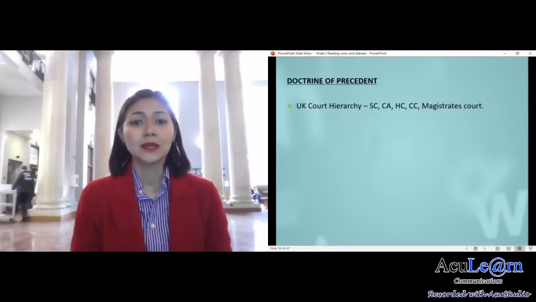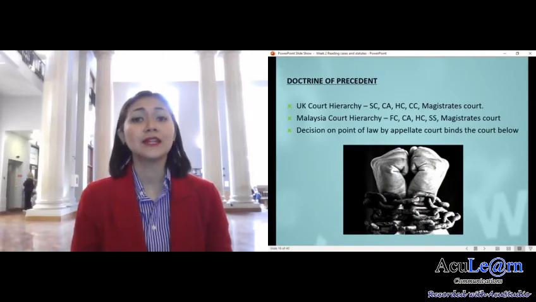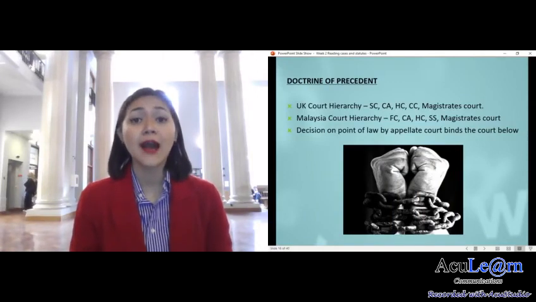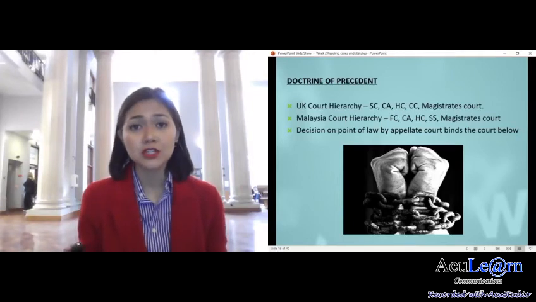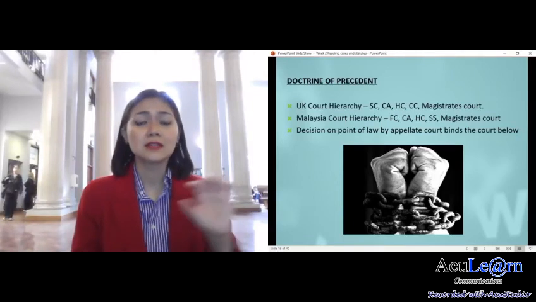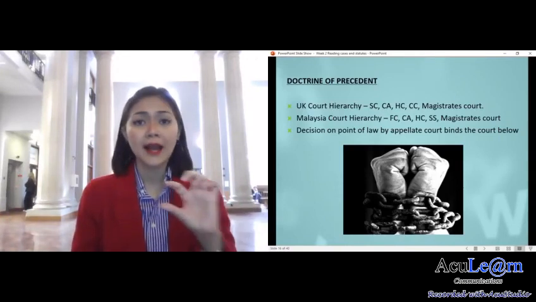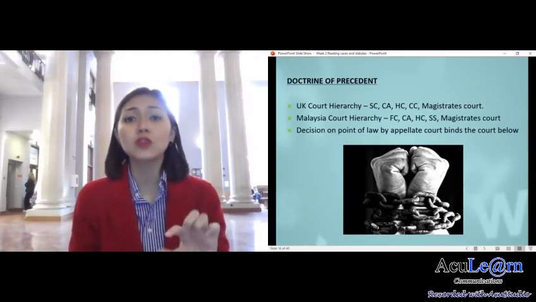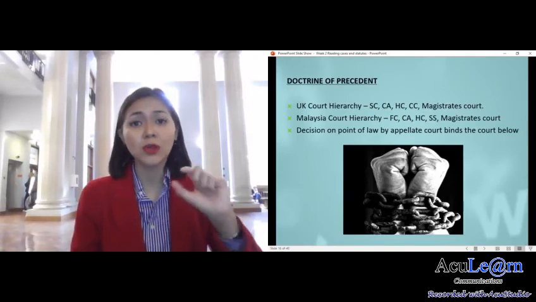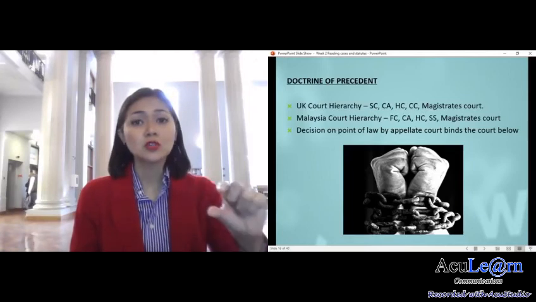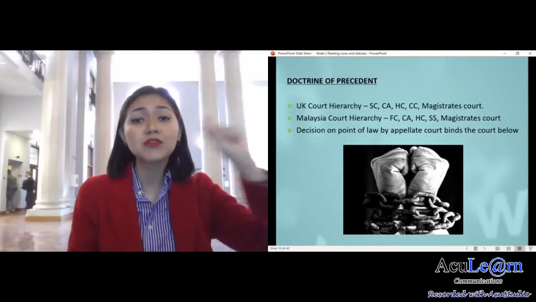So when it comes to doctrine of precedent, you always look at the court hierarchy itself. When you do your research, if you see a case at the High Court, you need to bear in mind whether or not that High Court case has been overruled. So you need to do additional research in order to determine whether or not the case is still valid. That's why it's very important for you to cite the highest source of law, and preferably the latest one.